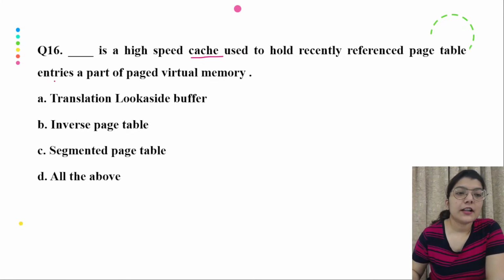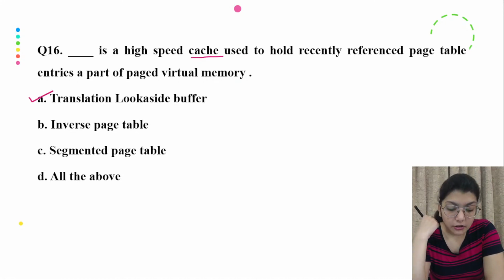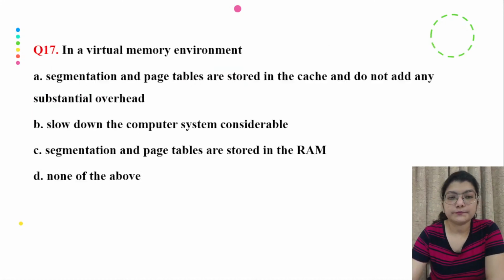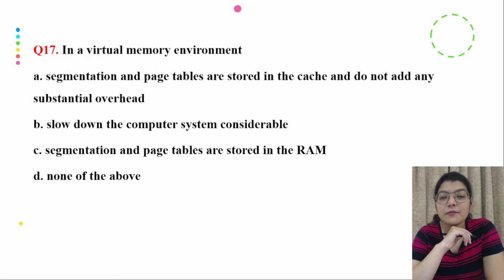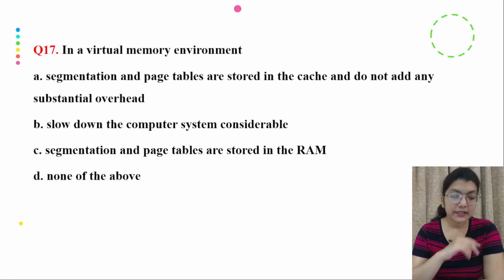So the correct answer is TLB, that is translation lookaside buffer. Good. Now, in a virtual memory environment, segmentation and page tables are stored in the cache and do not add any substantial overhead; or they slow down the computer system considerably; or segmentation and page tables are stored in the RAM; or none of the above. What do you think is the answer for this one?